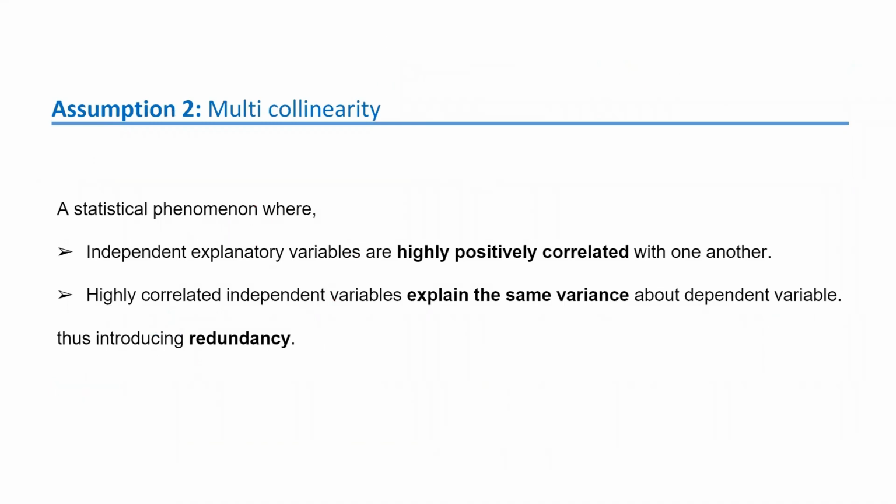Next is multi-collinearity, right? Independent explanatory variables are highly positively correlated with one another. Highly correlated independent variables explain the same variance about the dependent variable, thus introducing redundancy. For example, if I have something to predict weather, right? To predict weather, you have independent variables like humidity, you have rainfall, you have temperature, and you have, say, for example, the last one, average temperature. Okay, these are the four independent variables, and this is the dependent variable because you want to predict this.